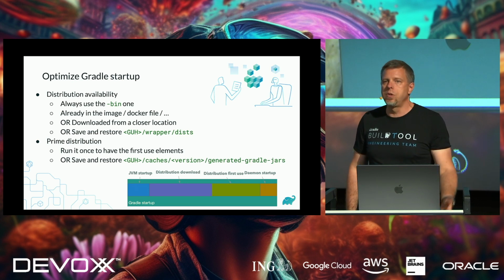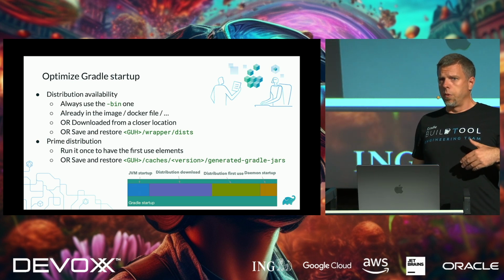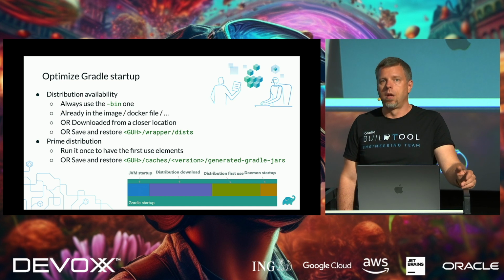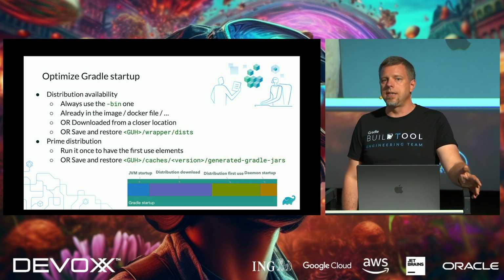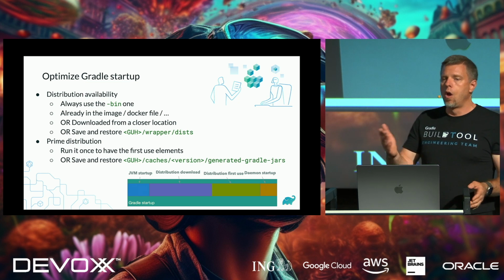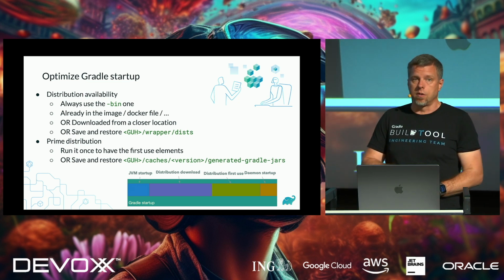So what can we do for the Gradle startup? Well, first of all, Gradle comes with two distributions. One is the bin one, the other one is the all one. The all one contains all of the documentation. You don't need that. You need documentation when you're a developer inside the IDE, and guess what? The IDE will download the documentation as part of the process of syncing the project, which means on CI, definitely, downloading the all distribution is a waste of bandwidth.